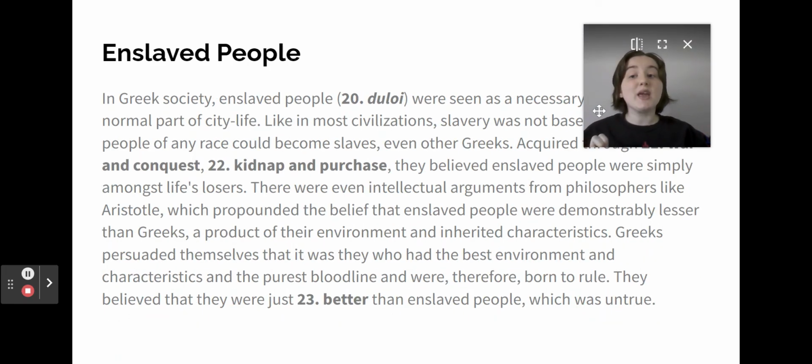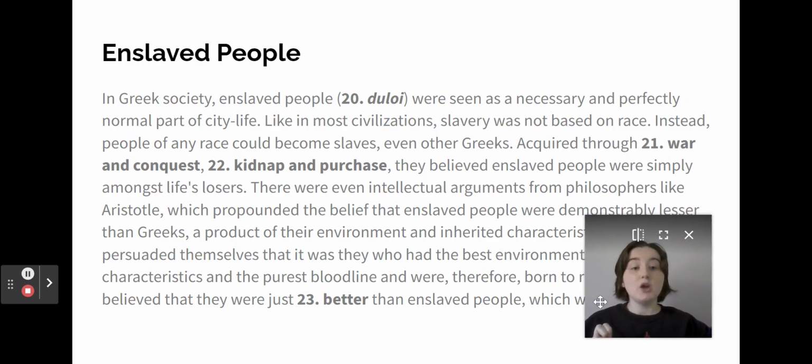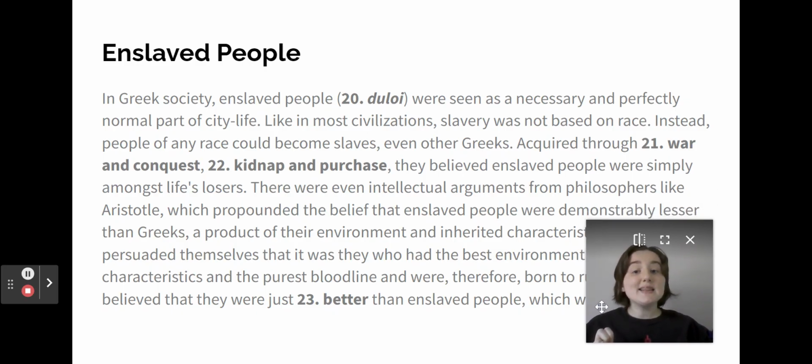And then finally, we get to enslaved people. So in Greek society, enslaved people, or douloi, were seen as a necessary and perfectly normal part of city life. Like in most civilizations, slavery was not based on race. Instead, people of any race could become slaves, even other Greeks. And so Greeks are Europeans, the Greeks were white people, and they enslaved other white people.